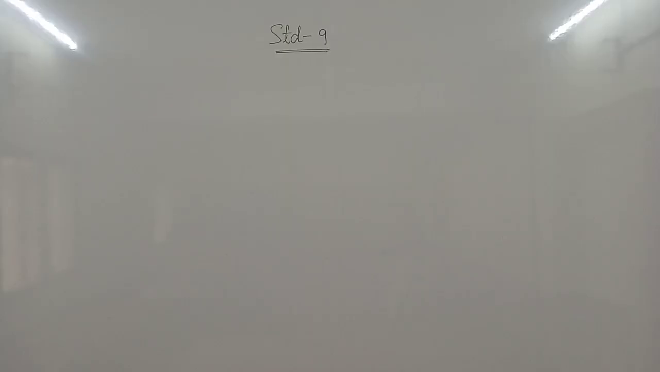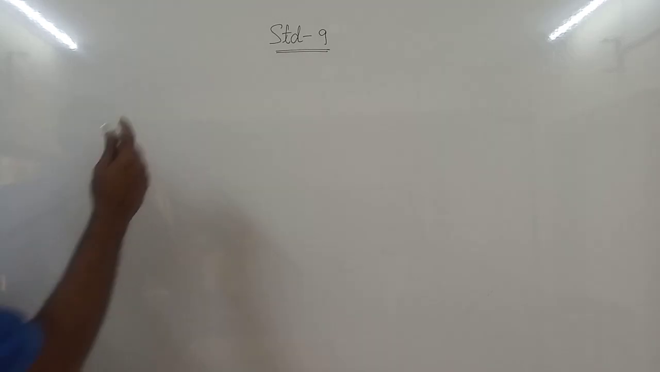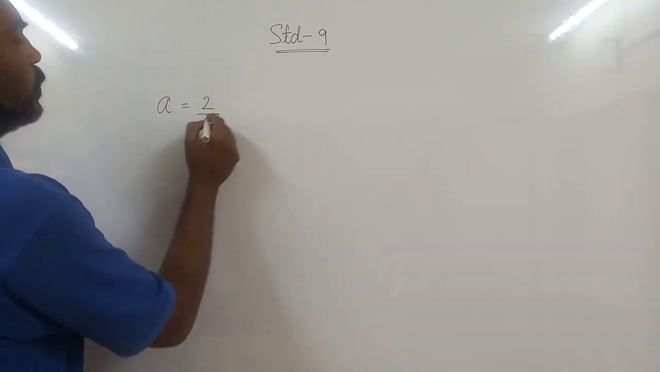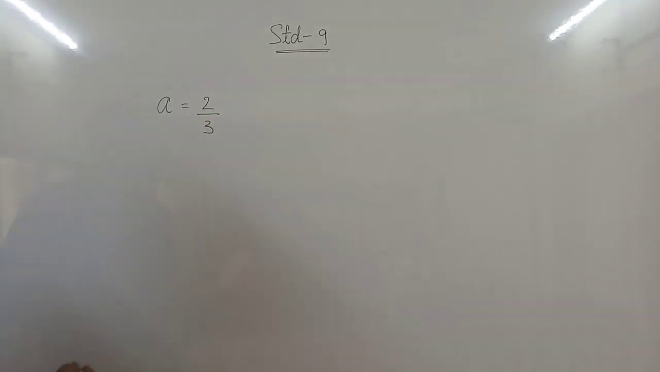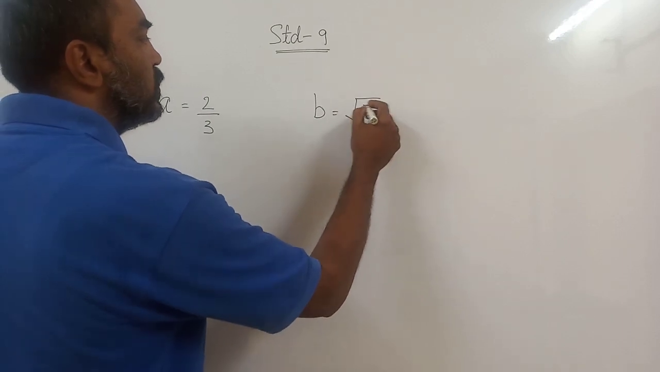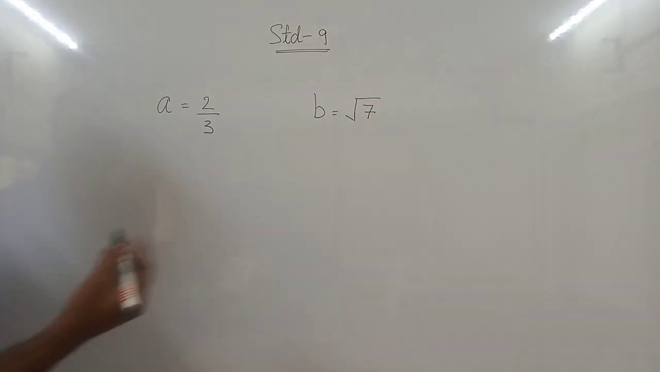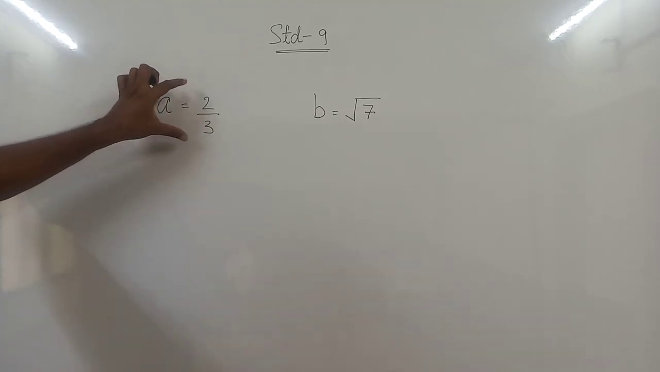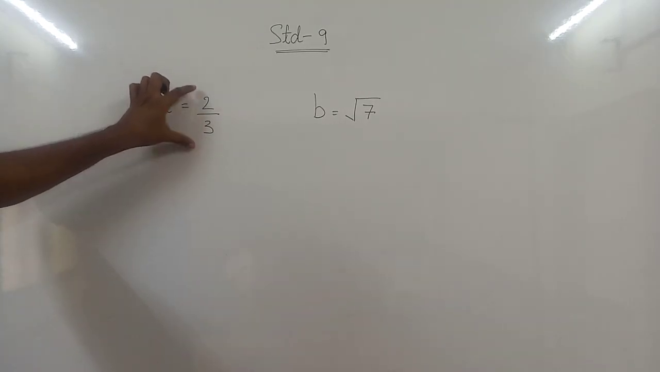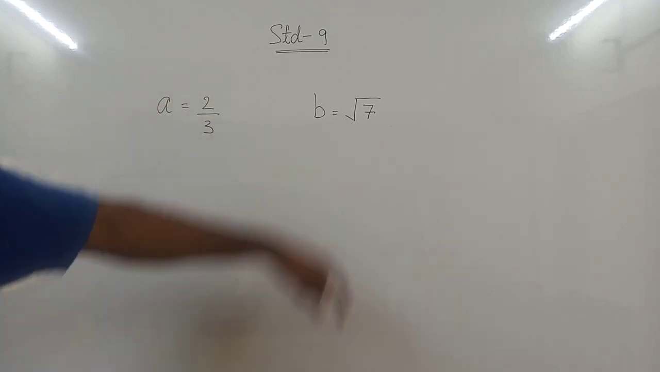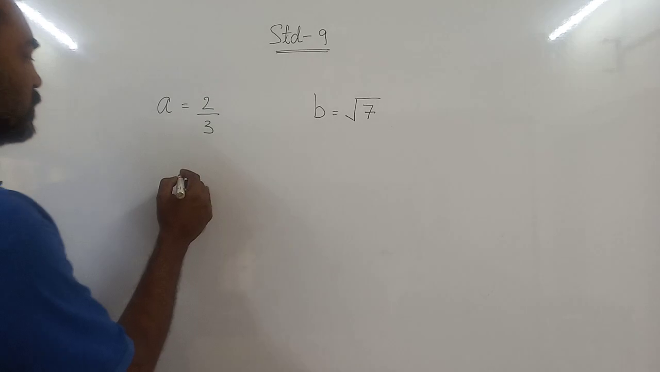So I will continue by writing a rational number. Let a be 2 upon 3. Now 2 upon 3 is in the p by q form, so it's a rational number. And b I will write root 7. That is the irrational number. This is in the p by q form, a non-terminating recurring decimal, and this is a non-terminating non-recurring decimal. Now do the operation and see.